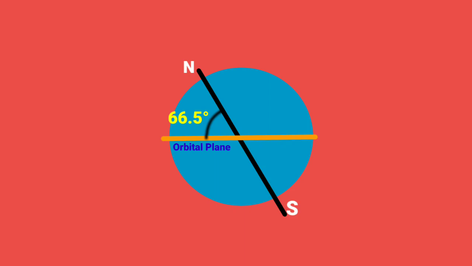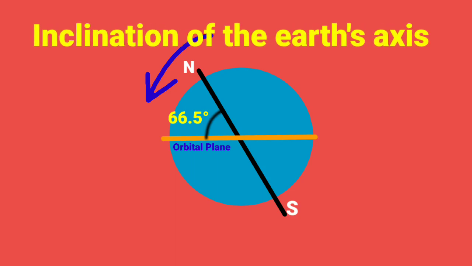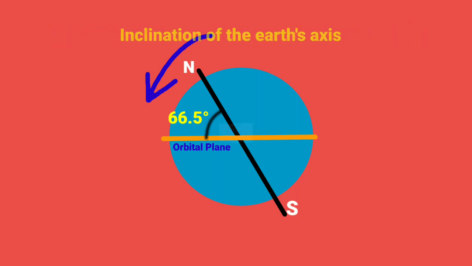This means that the earth is always inclined to one side while it revolves around the sun. This tilt of the earth's axis is known as the inclination of the earth's axis. Now today we are going to start with rotation of the earth.